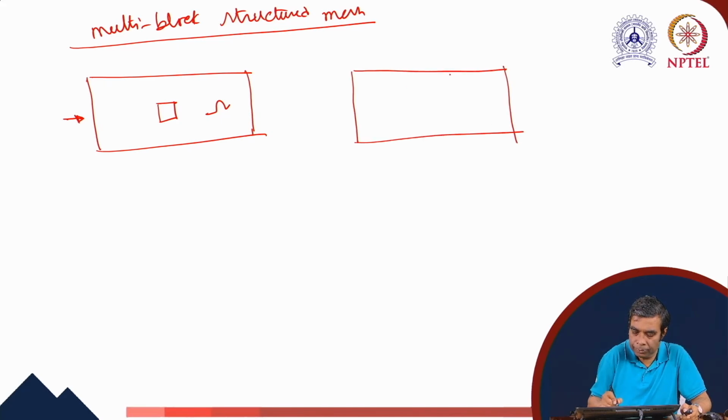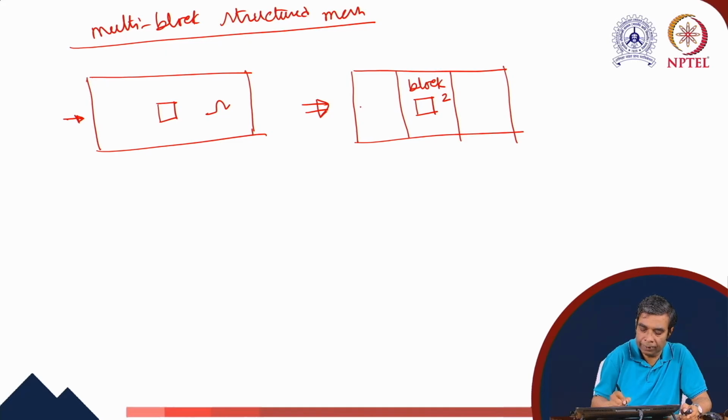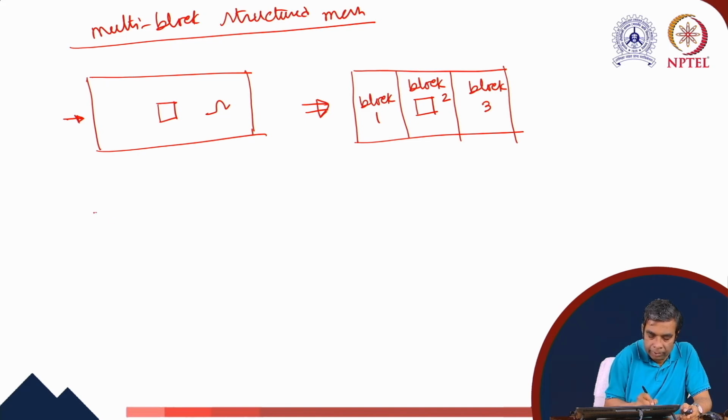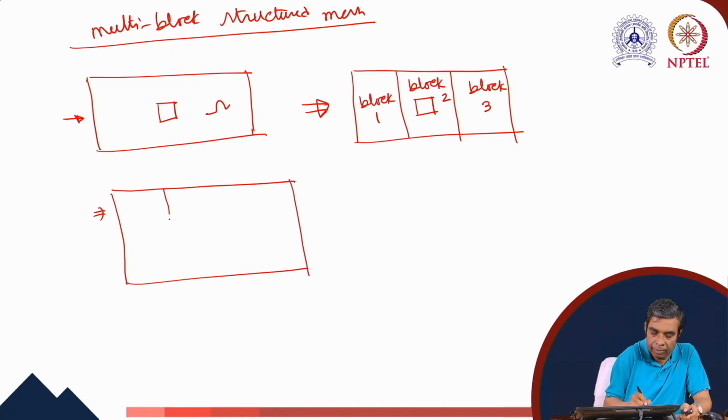So here we show the problem with 3 blocks. This is block 2, this is the object, then we have block 1, and then we have block 3. So here, in the next step, we make the mesh. So this is the object. We make the mesh using bilinear quadrilateral elements.